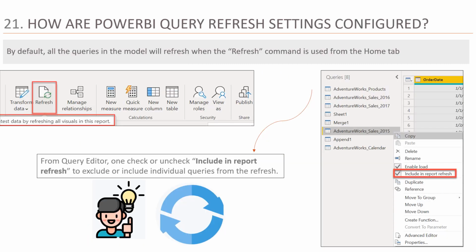Question number 21. How are Power BI query refresh settings configured? By default, all the queries in the model will refresh when the refresh command is used from the Home tab. Refresh functionality is supported in Power BI as and when you import datasets externally. It can be done manually by using the Refresh Now option, or one can also set it up using Schedule Refresh. It is recommended to exclude queries that don't change often, like lookups or static data tables.